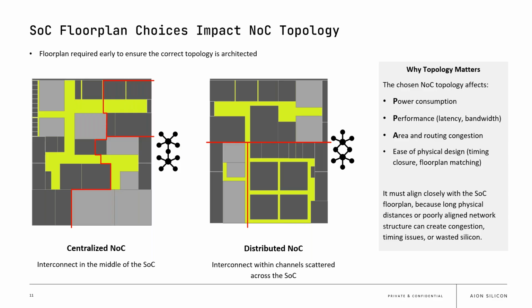And the reason topology matters is because it affects your PPA. Choosing the right topology early on in the architecture process ensures that you have the right design in place, and it must closely match the SoC floor plan. So having an idea of your SoC floor plan early on in the architecture process is beneficial to choosing the correct topology.